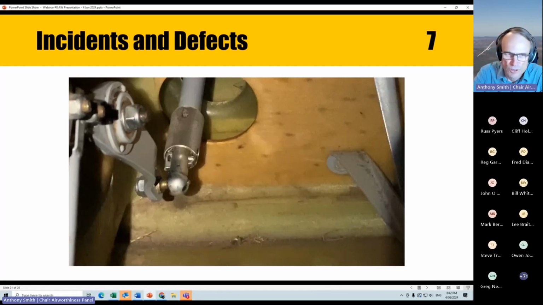So we strongly suspect that the solution to this will be to adjust the push rod, make it slightly shorter, so there's less force required to do the over center, and that problem should go away.